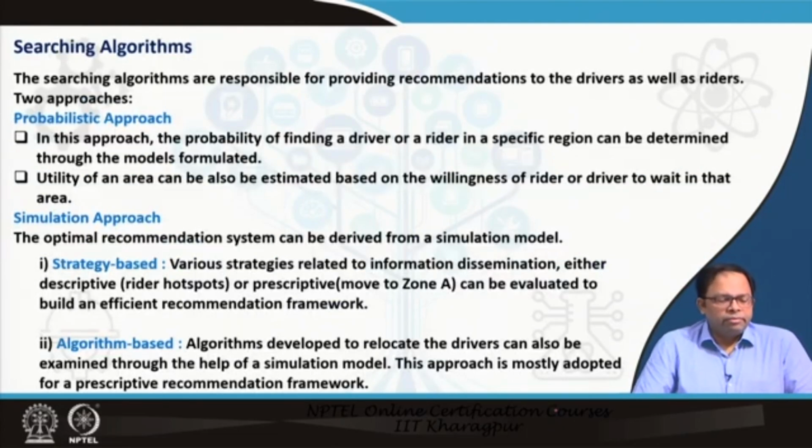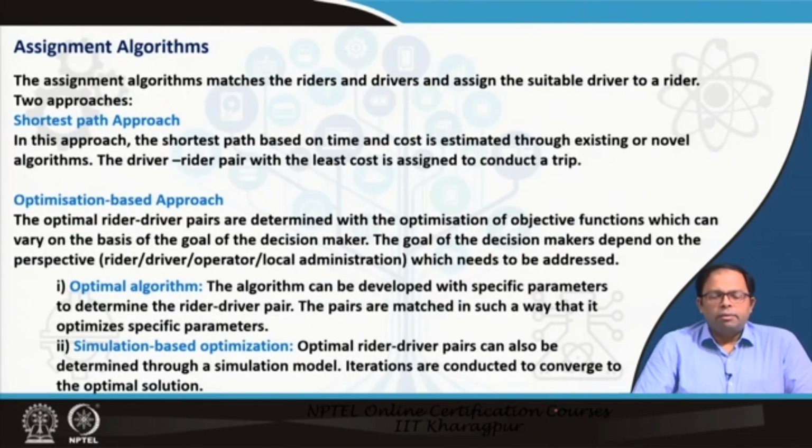So when we look into searching algorithms, a searching algorithm matches the riders and drivers and assigns the suitable driver to a rider. So there are two approaches. One is the shortest path approach and the other is the optimization based approach. I was telling about both of these. So in the shortest path approach, the shortest path based on time and cost is estimated through existing or novel algorithms, and the driver rider pair with the least cost is assigned to conduct a trip.